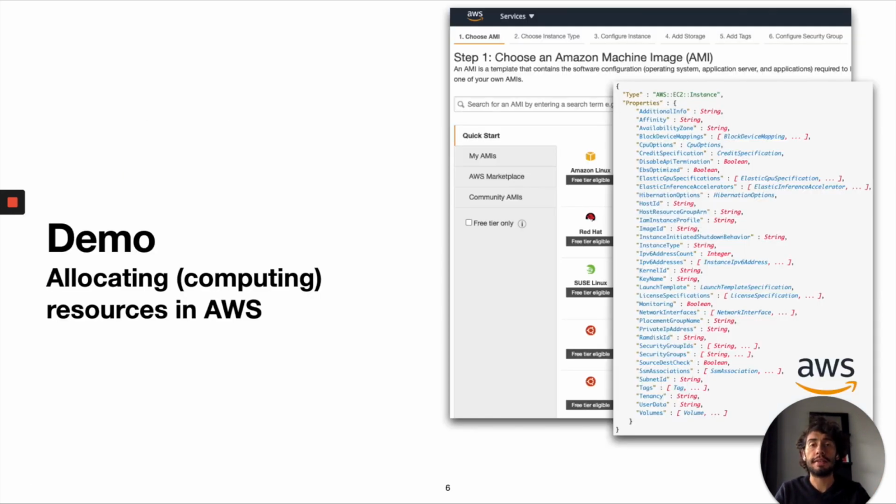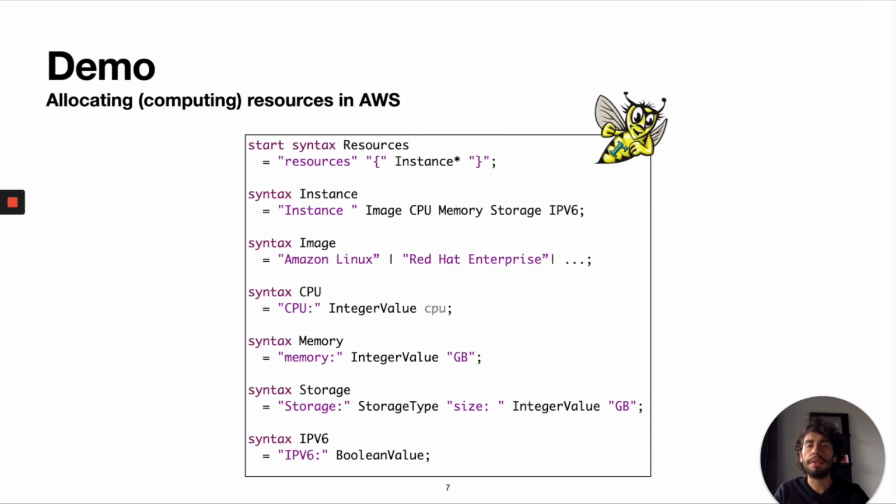Okay, so now let's see it in action. We are going to create a language for allocating computing resources in Amazon Web Services. In Amazon Web Services, you can allocate your computing resources either by using the web form or using a JSON file. So the first step is to define a grammar for this language.